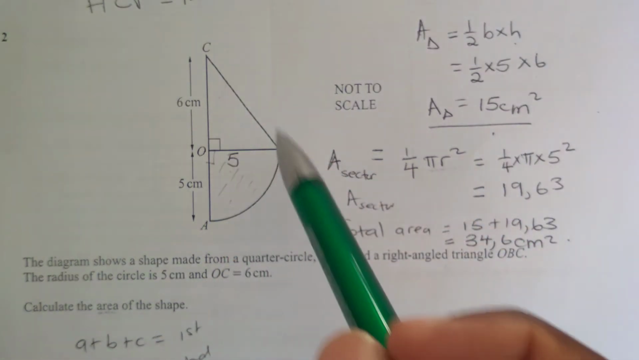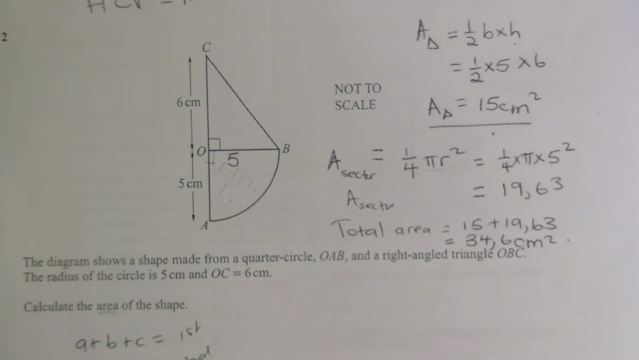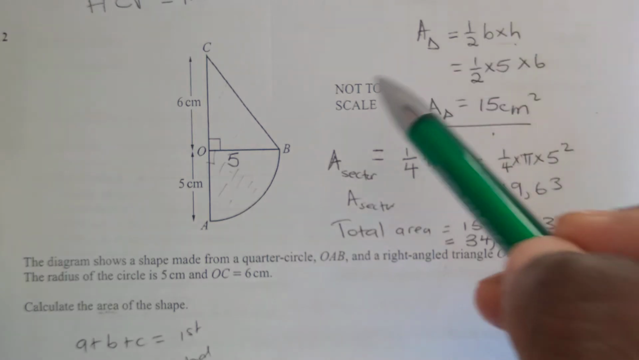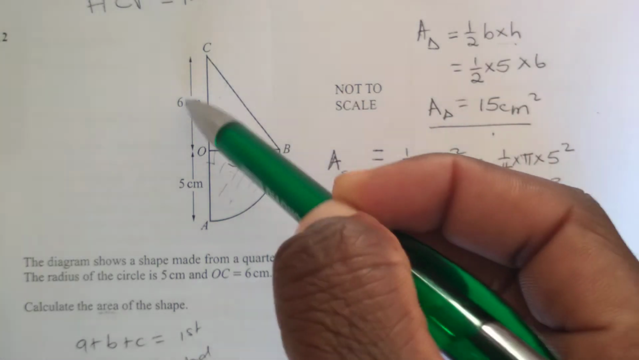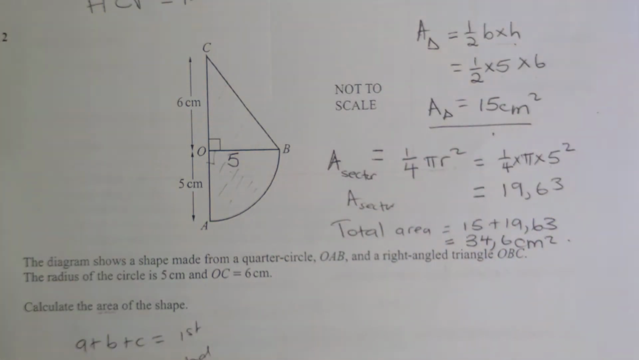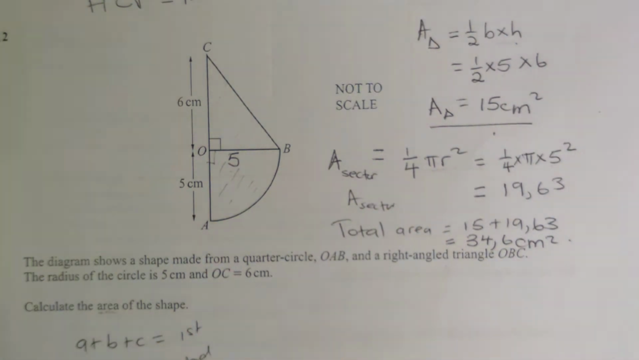So the area of a triangle is half base times height. There it is. Half base times height, and the base is 5 from there. The height is 6. I just plug in the numbers. Half of 5 times 6 is 15 square centimeters. You can just punch that on your calculator.